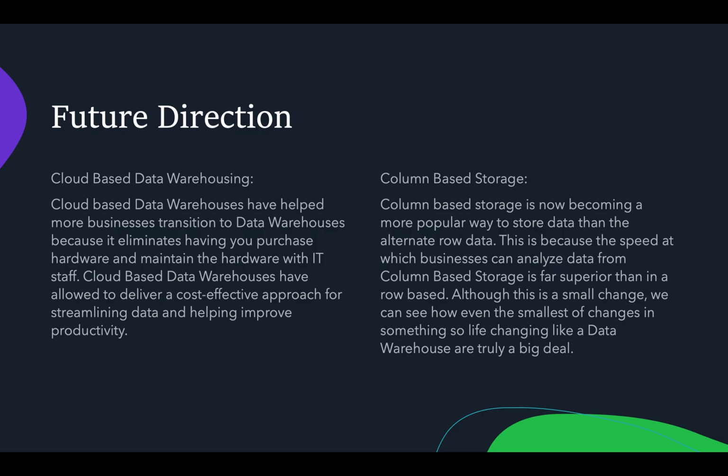The second is column-based storage. Column-based storage is now becoming a very popular way to store data, rather than the alternative of row-based data storage. This is because the speed at which businesses can analyze data from column-based storage is far superior to row-based. Although this is a small change, we can see how even the smallest of changes in something as life-changing for a company as a data warehouse is truly a big deal.